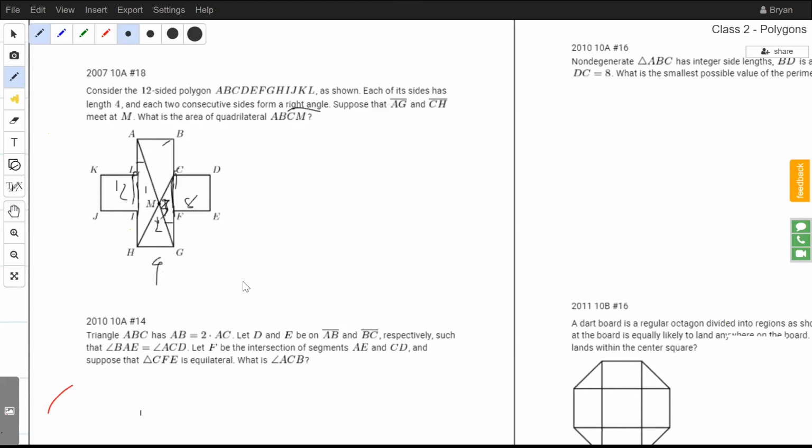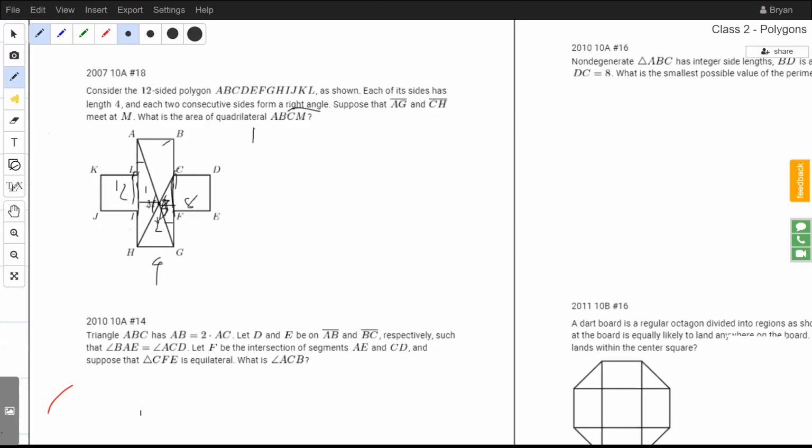And since we know that these angles are the same and vertical angles are the same, the two triangles AHM and MCG are similar. And what this means is that the heights of AMH and MCG are also in the same proportion as the sides, which is 3 to 2. Using this, we can find this height.